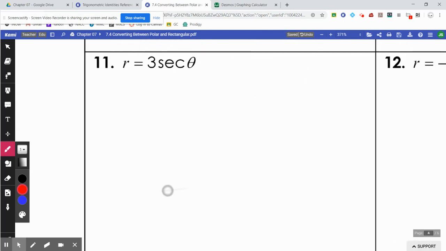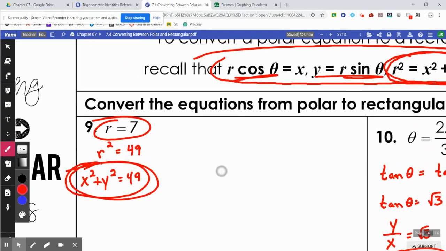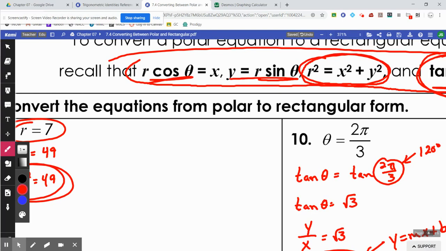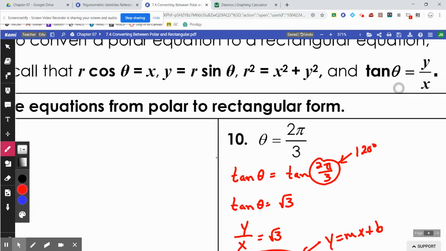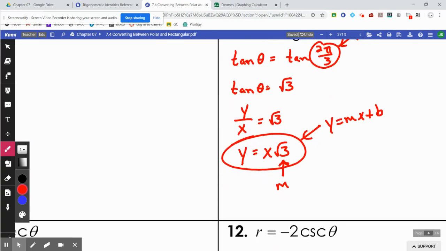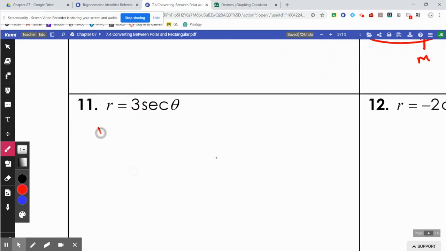Number 11. r equals 3 over the secant of theta. So let's go back, and here again is all the things that we can use. Now we don't have anything to do with secants, however, we do have cosine stuff. And I know that cosines and secants are reciprocals, so we might have to change that to some cosine stuff. So let's see what we can do here.